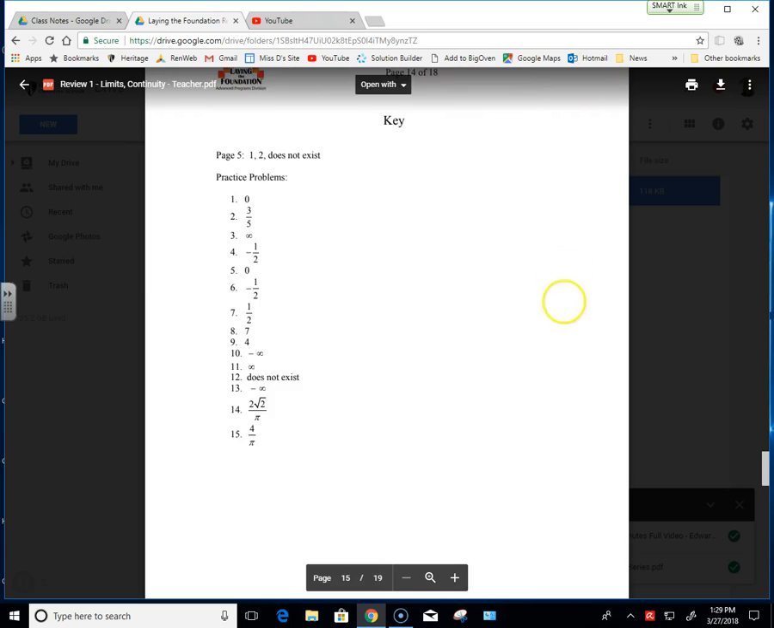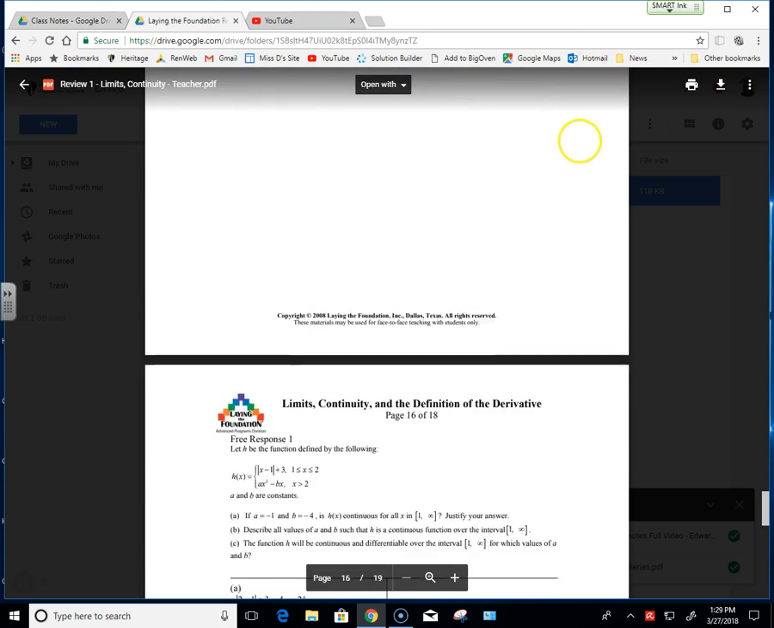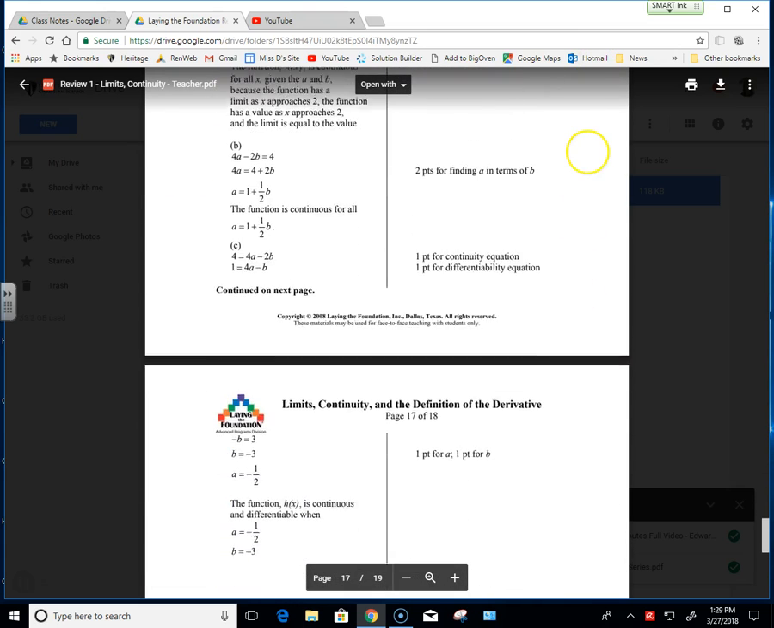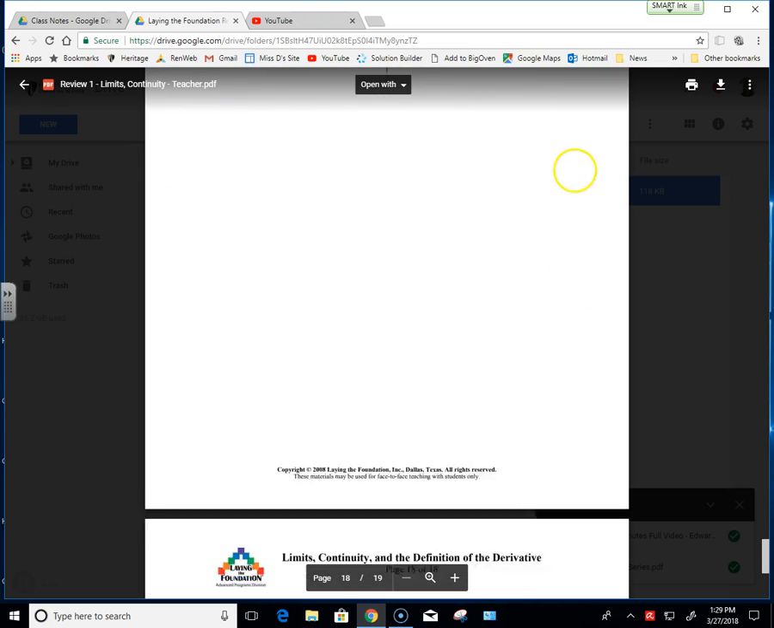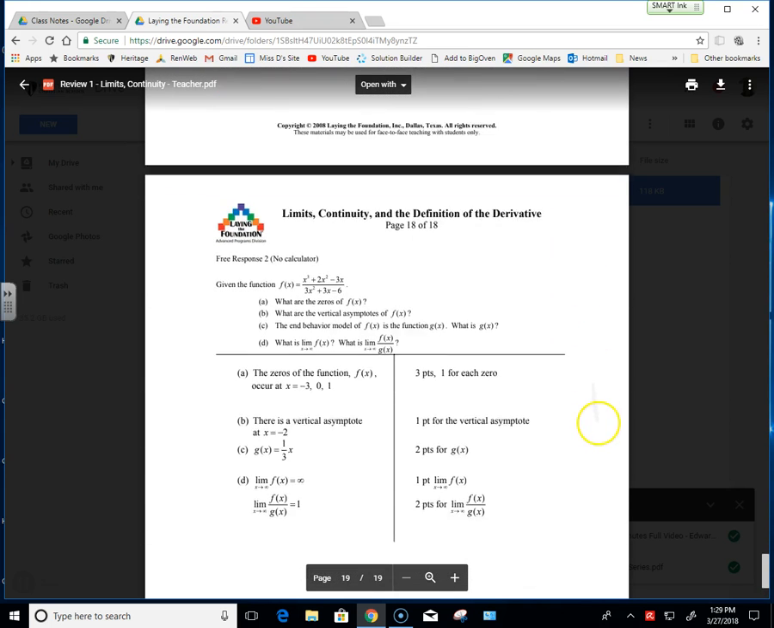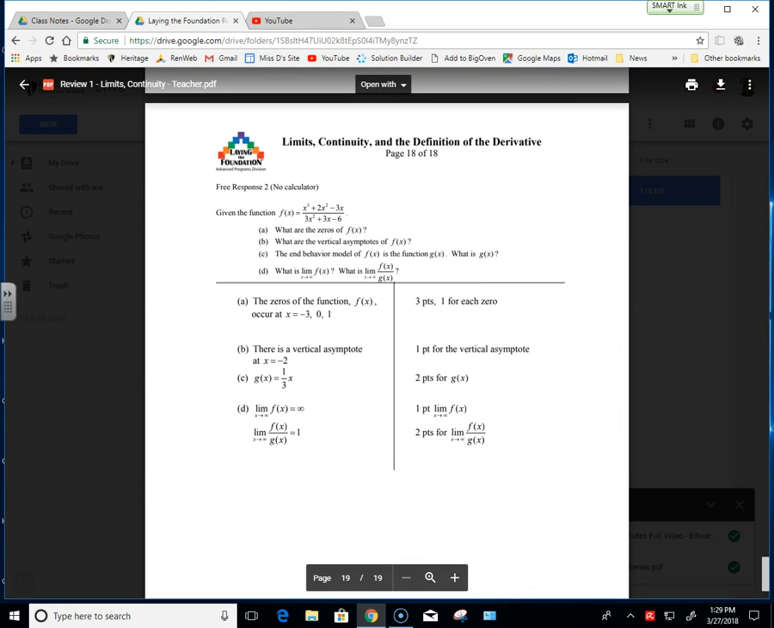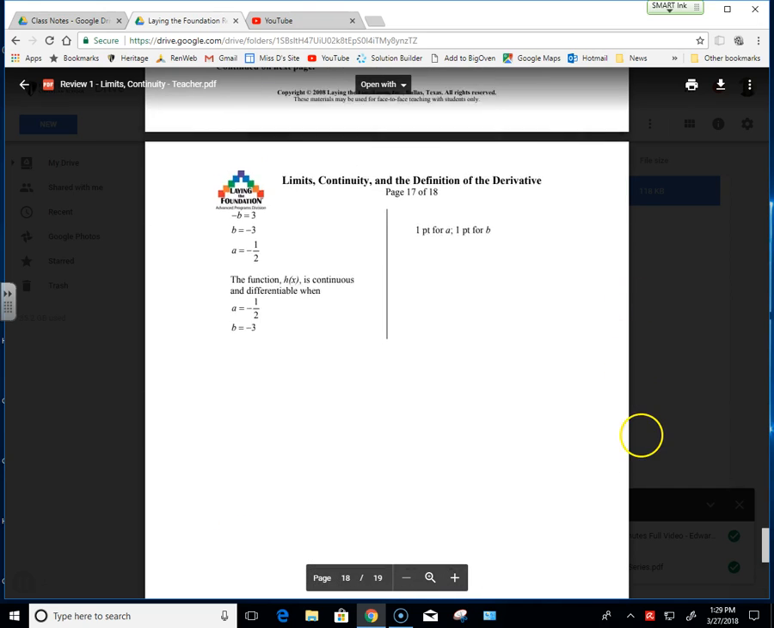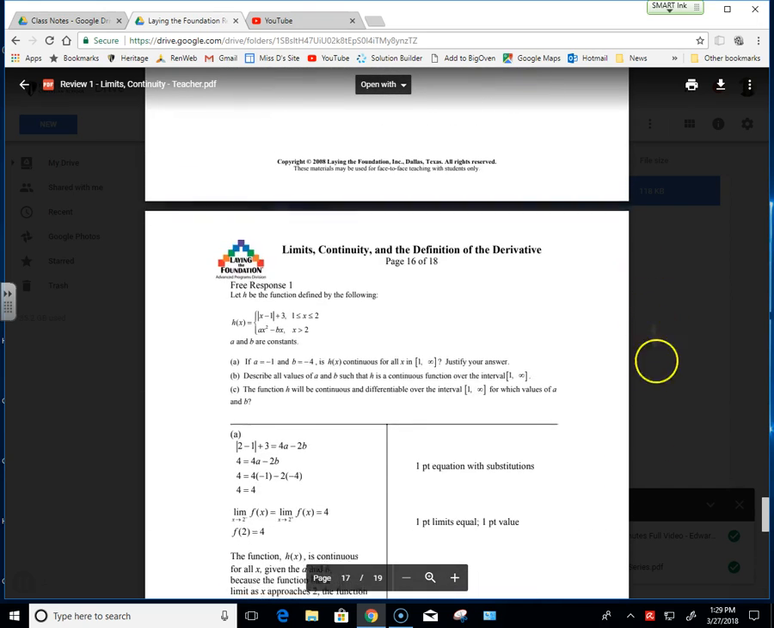The key. Oh. The key of the practice problems, the key of the multiple choice, and the keys of the free response. Now, good news, these free response are scored like our free response will be on the AP, meaning I have 2 and 2 makes 4, and then 5. This is out of 9 points like every AP FRQ. The bad news is this was not written by the AP College Board.